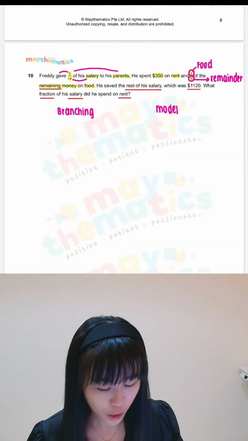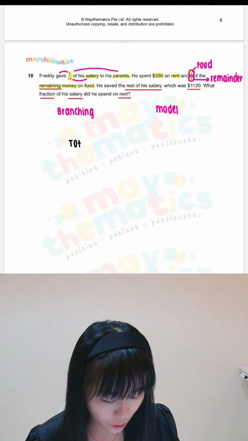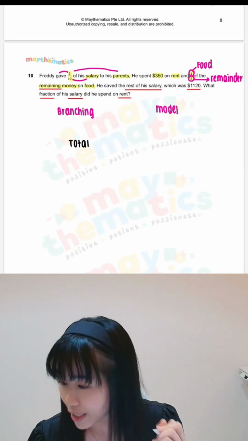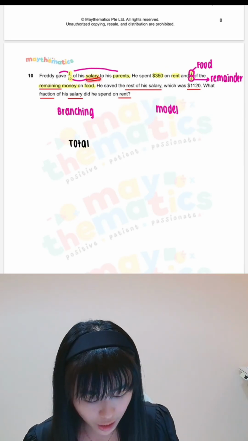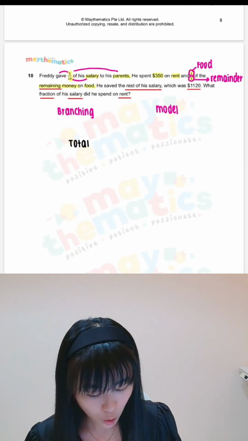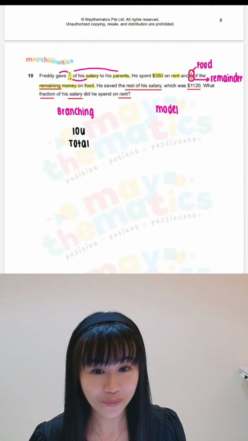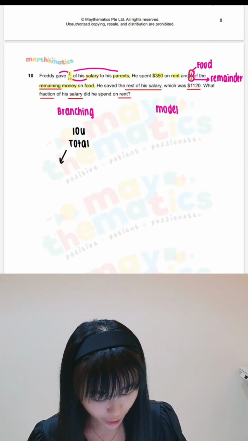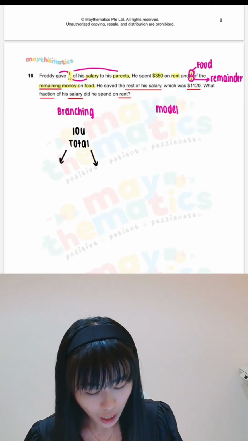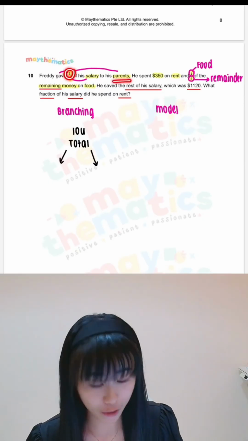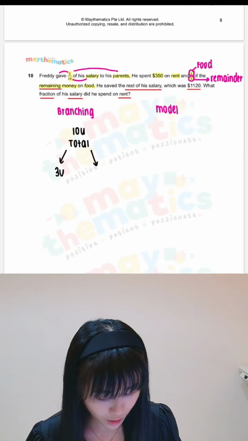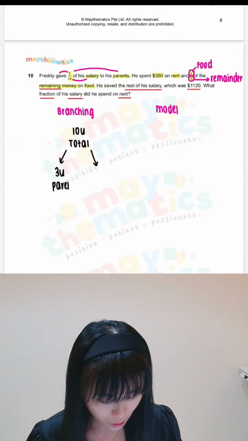For branching, I will start with the total first. Total salary here is 10 units. So 10 units here is the total. Can you understand? Then you branch out. Out of 10 units, 3 units are given to the parents. So 3 units to the parents.